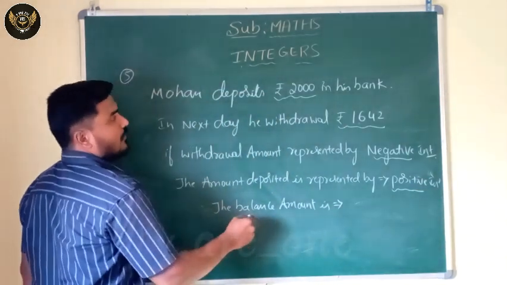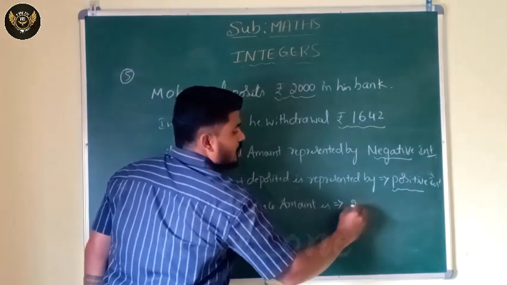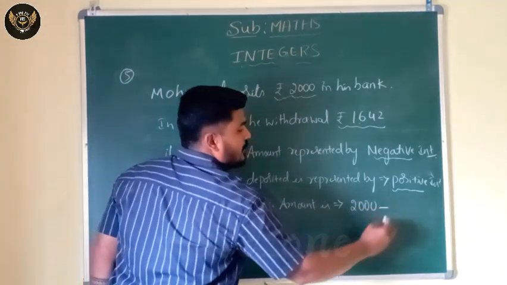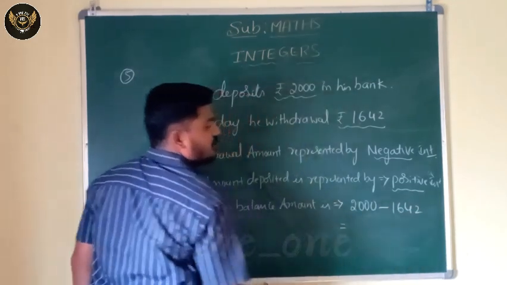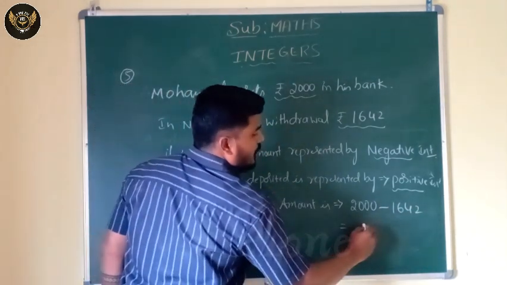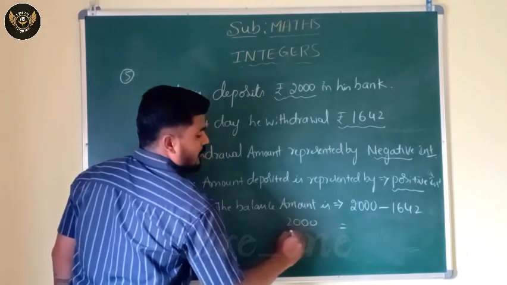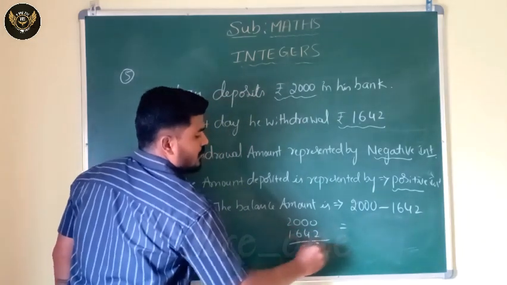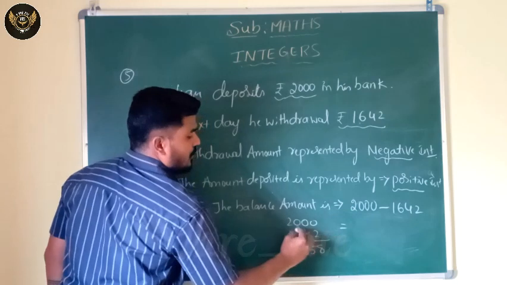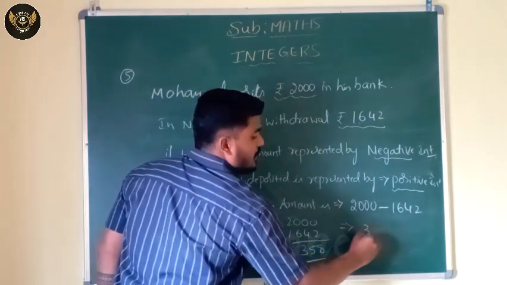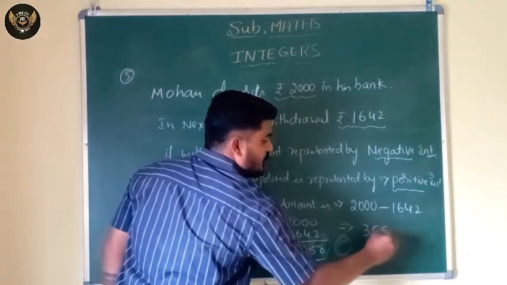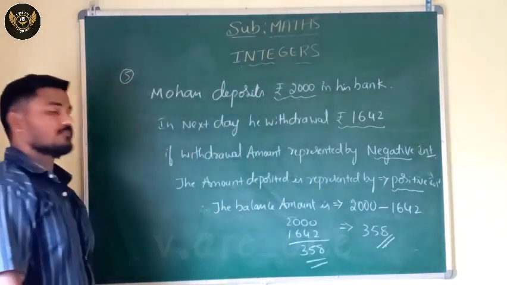Balance means total final amount will be 2000 minus withdrawal. Withdrawal is 1642. If we subtract these two, we get 2000 minus 1642. 8, 5, here carry 9, 9, 3. 358 rupees in his account.